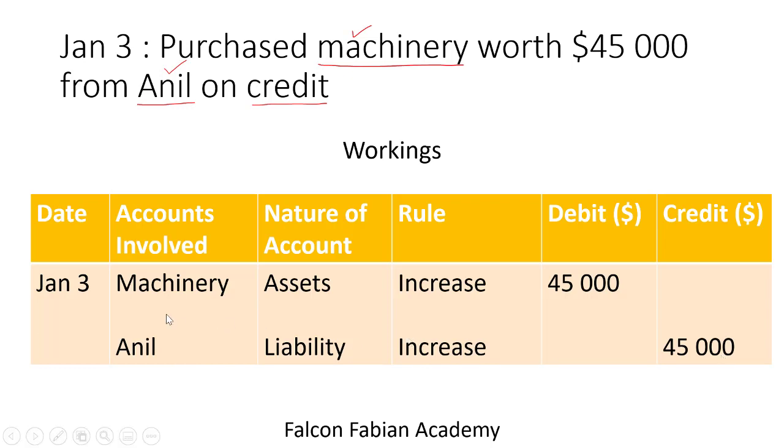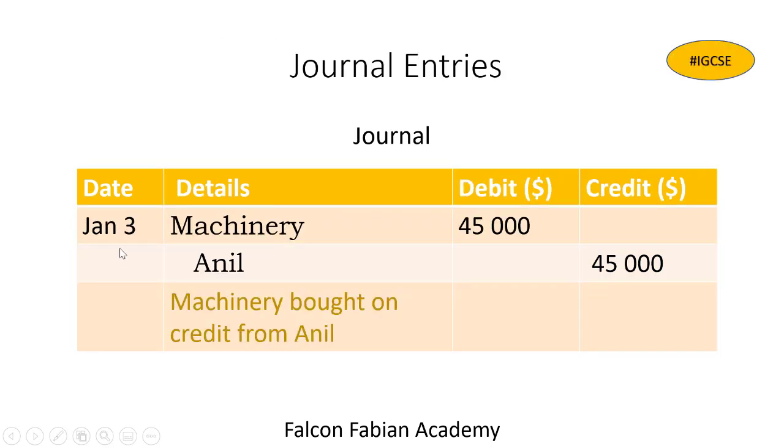So let's do it one more time. The two accounts involved are machinery and Anil. Machinery is an asset for the business. From Anil, we have kind of taken a loan. So his account becomes a liability for the business because it's kind of a borrowing. So there's an increase in asset and an increase in asset is debited. There is an increase in liability and an increase in liability is credited. I hope you are understanding. Now let's record the entry in the journal.